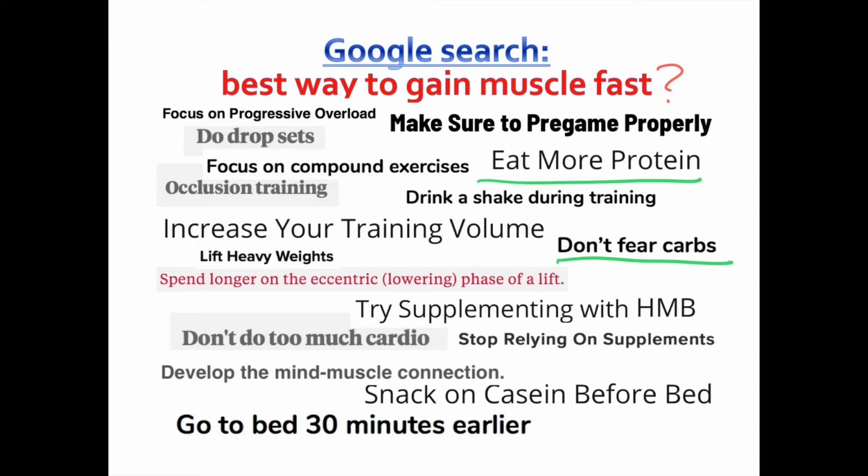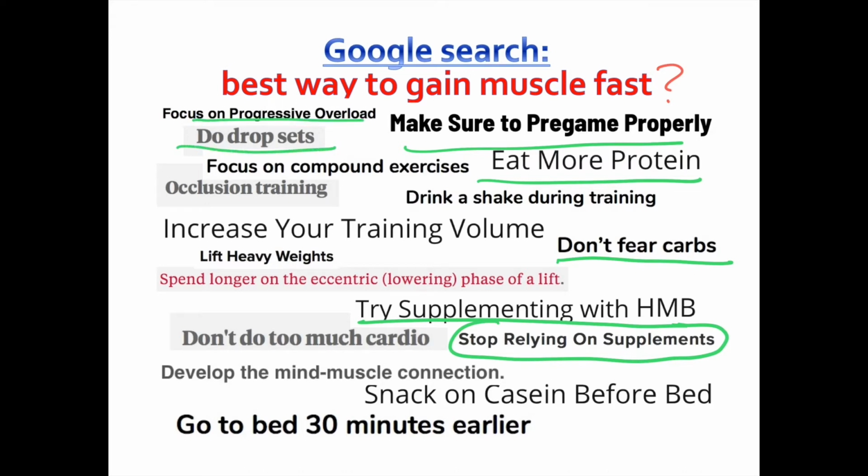Some websites focused on taking supplements, pre-gaming properly. And then another one said, no, actually, stop relying on supplements. Some focused on the actual amount of weight you were lifting or the type of weights, like doing drop sets, progressive overload, compound exercises, focusing on the eccentric phase of a lift. And here, my personal favorite, it said just go to bed 30 minutes earlier. So after sorting through all of this information, I feel more confused than ever. How can I decide which information is real and which is just BS?